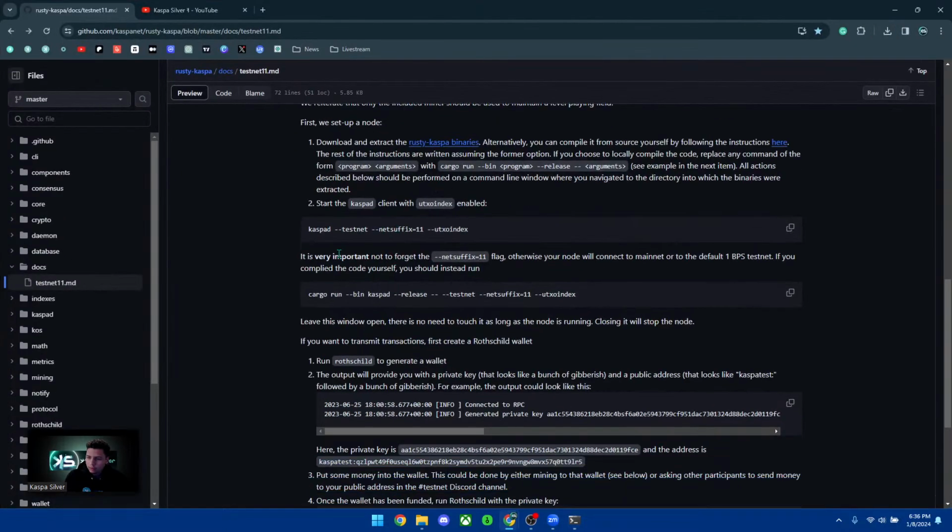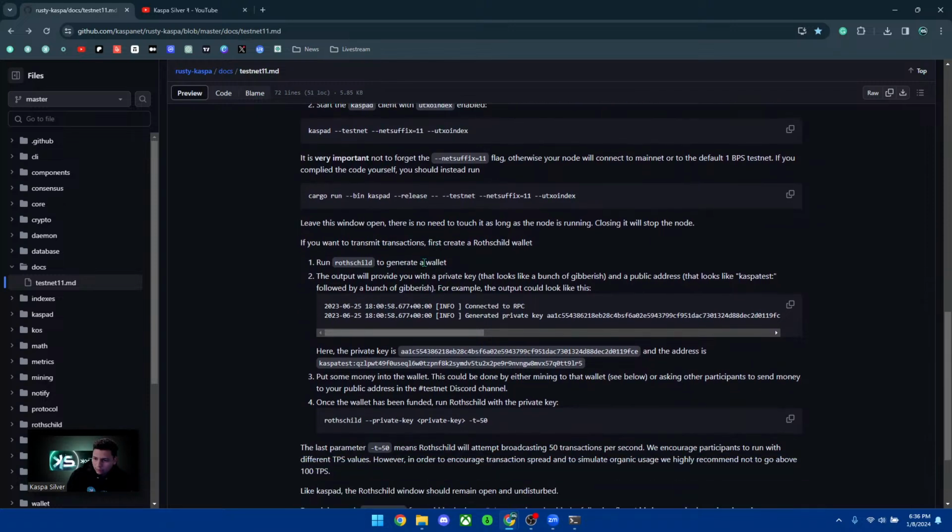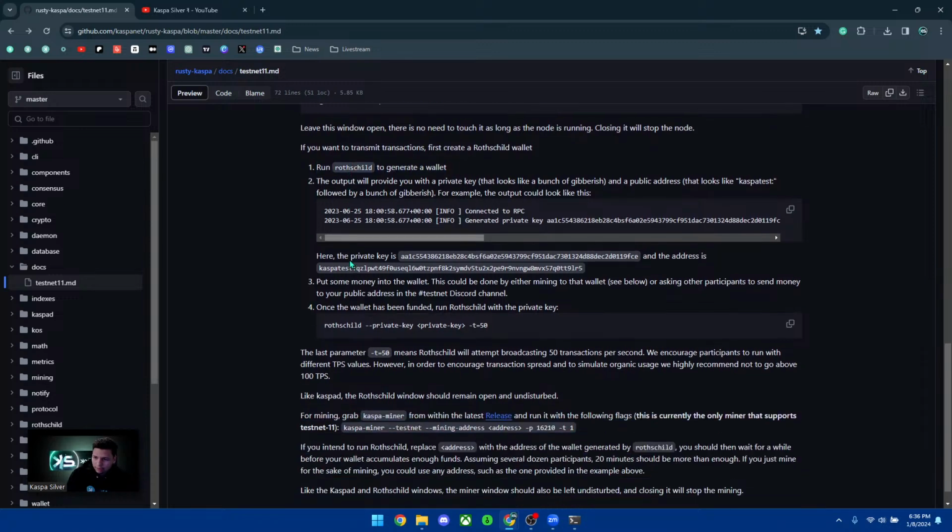So, very important, not to forget this flag. Well, I copied it. Otherwise, your nodes will connect to mainnet or to the default 1 block per second testnet, if you compile the code. Okay, if you want to transmit transactions, first create a Rothschild wallet. Okay, so this is so that you can run transactions like crazy on the network to test it out.